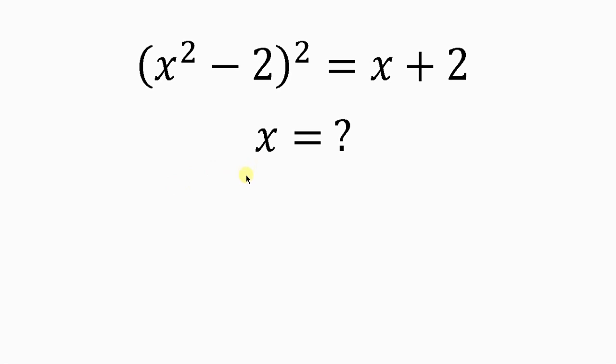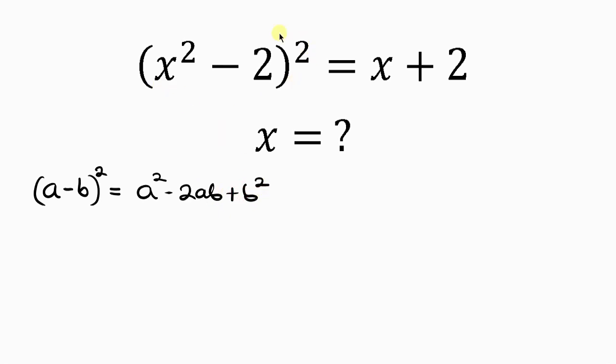We have a math question which says find the values of x for which (x squared minus 2) all raised to the power of 2 is equal to x plus 2. Well, our first step will be for us to expand the left-hand side. The left-hand side is of the form (a minus b) all raised to the power of 2. This is equal to a squared minus 2ab plus b squared.